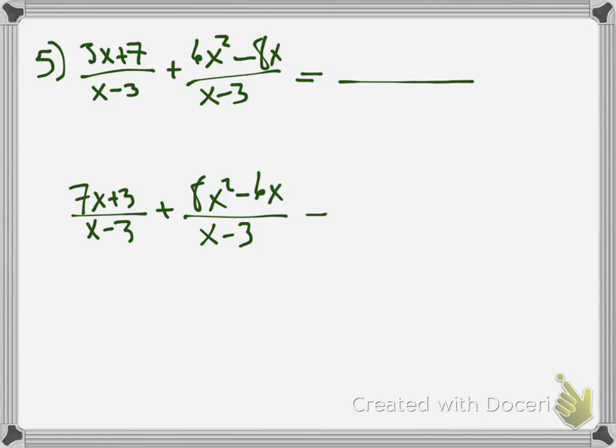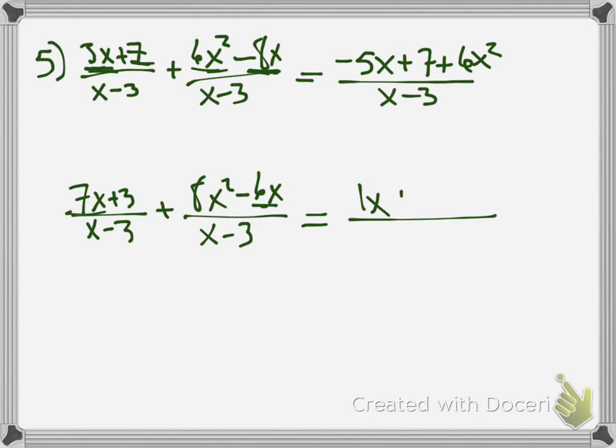So what can I add with 3x? I can subtract the 8x. The 3x and the 8x combine to give me negative 5x. And then I just throw in the plus 7 and the plus 6x squared. Not worried about the order, but if you want to put them in order, it would have been 6x squared first. So that's all you're doing, is adding them, and that's it. You're done.